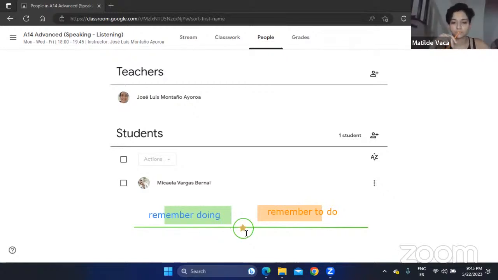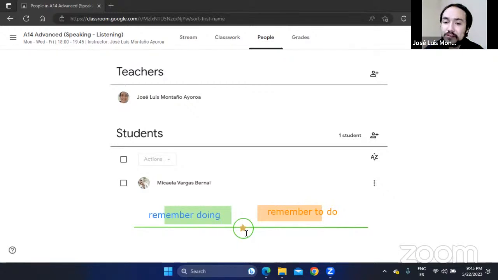You remember something that happened with ing, and you remember something that you had to do that you were about to forget, but luckily you didn't forget. And after remembering, you did that action, right? So ing, something that happened before, and infinitive, something that you did or you do after you remember. All right, that would be the logic more or less, Matilde.